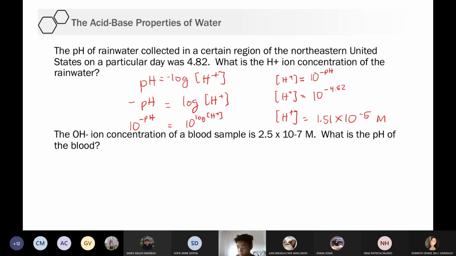Okay? So, yan. How about the second problem? The hydroxide ion concentration of a blood sample is 2.5 times 10 raised to negative 7. What's the pH of the blood? Okay. So, paano to?